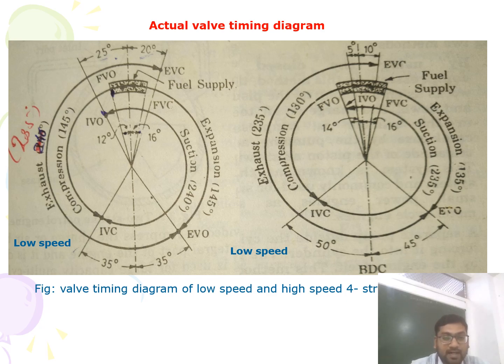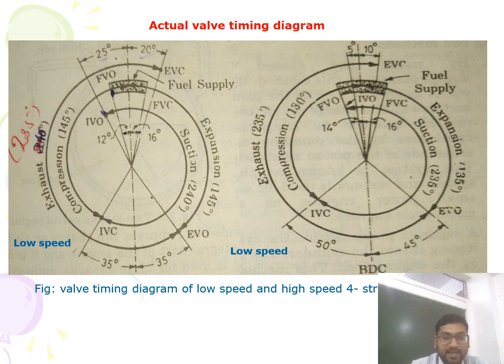Injection starts, as you can see in this figure, about 12 degrees before TDC and continues 16 degrees after TDC, so 16 plus 12, almost 28 to 30 degrees, the fuel valve is open. During this time it atomizes the diesel into small droplets, which increases the surface area, so that it absorbs heat properly and starts the combustion. You can observe this in the figure.